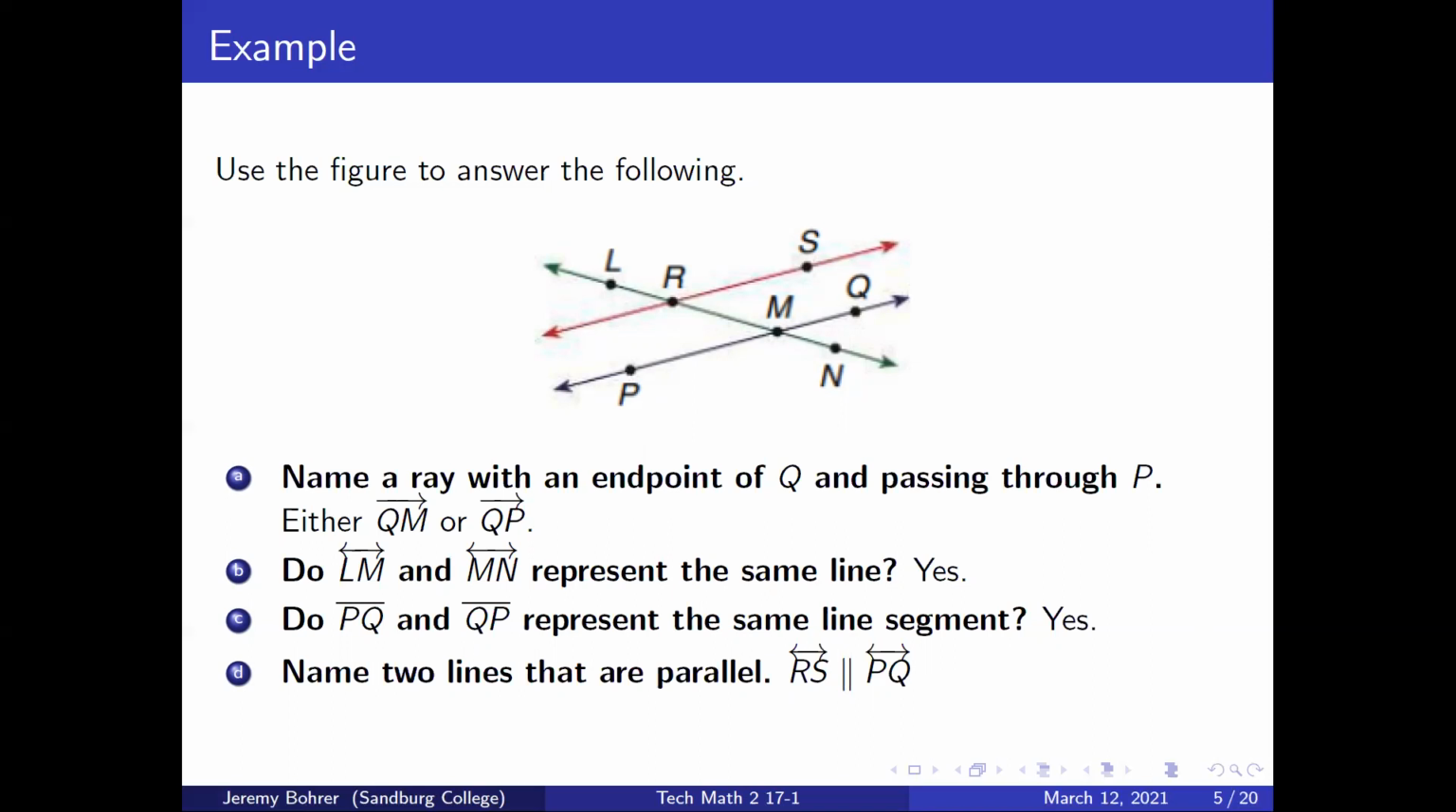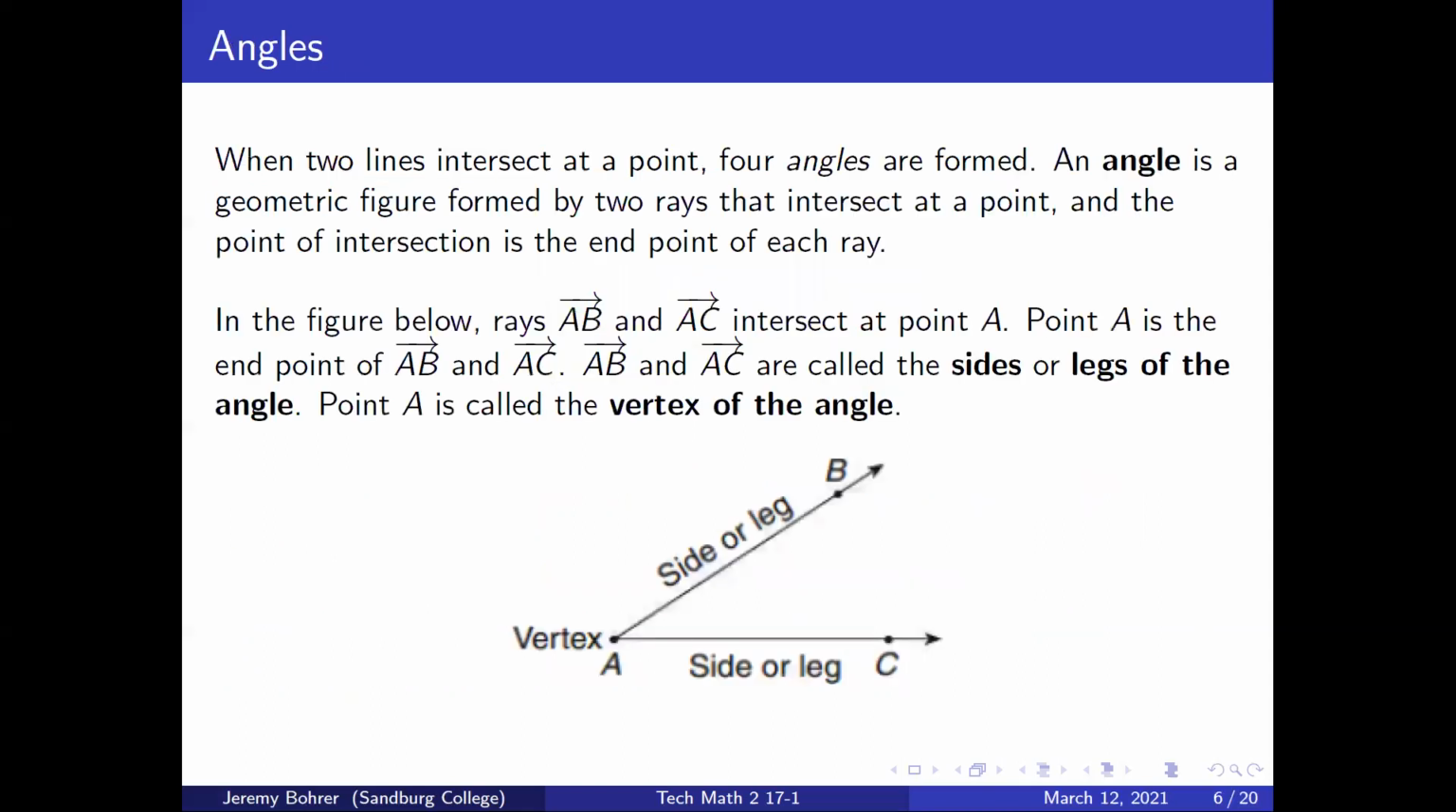Name 2 lines that are parallel. Line RS is parallel to line PQ. We can also say that it is line QM or line MP. There are a number of different ways to write those lines.